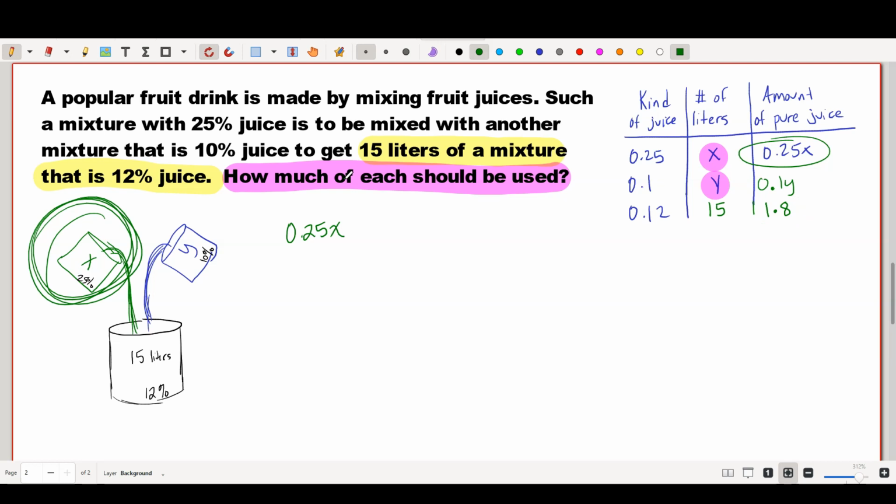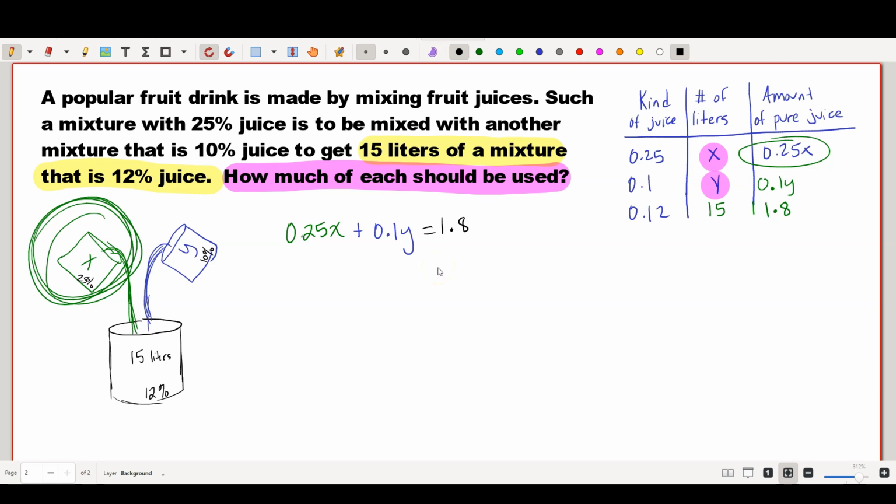But we're going to take 0.25x, the amount of pure juice from that first container, and then we're going to say plus 0.1 times y, the amount of pure juice from the second container, whatever that is, that has to equal 1.8. Okay, we know that to be true. That's what should happen. Now we have one equation.